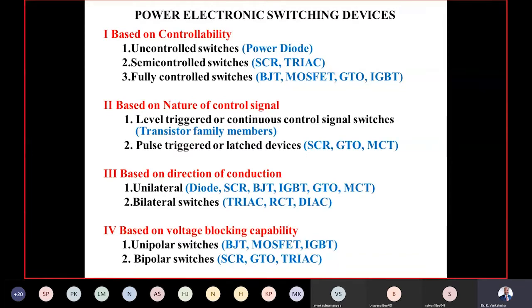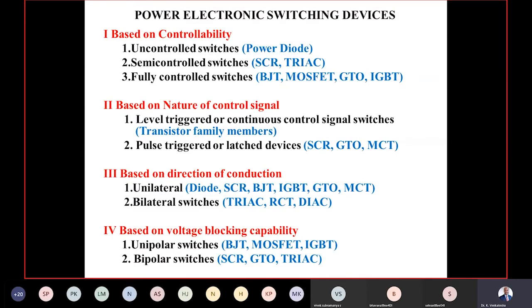Then, based on the nature of the control signal, what type of control signal you give, whether you give a pulse or whether you give 5 volt. If you take an SCR or TRIAC, it's enough to give a small pulse. Maybe the width of the pulse will be some 50 microseconds or 100 microseconds. That's sufficient to turn on the SCR.